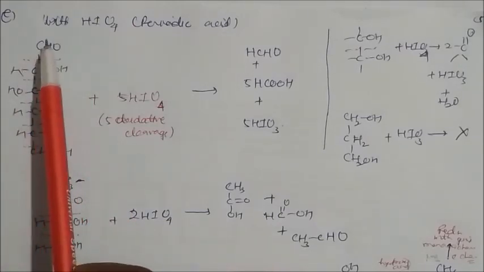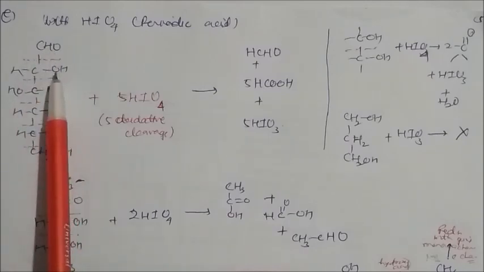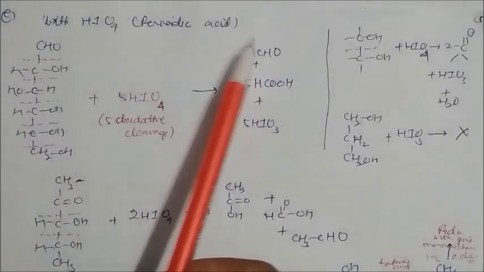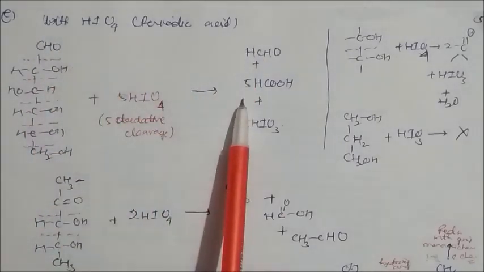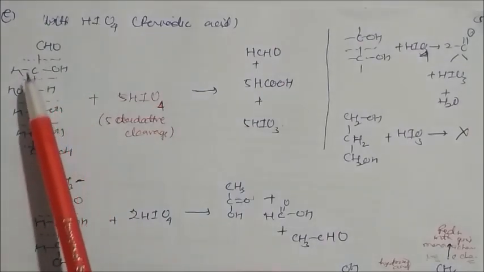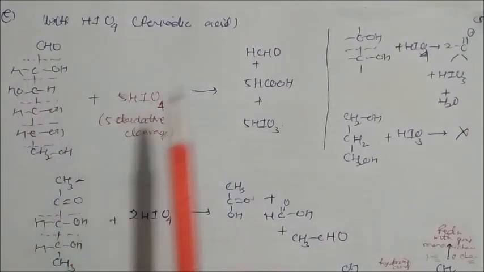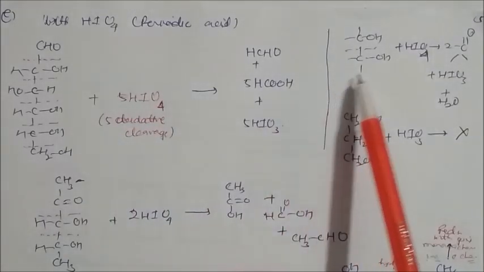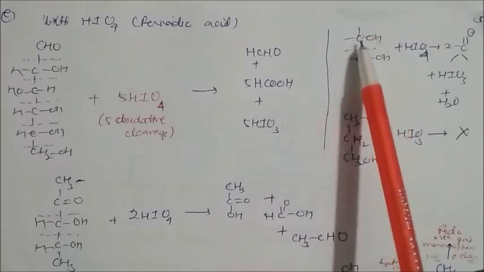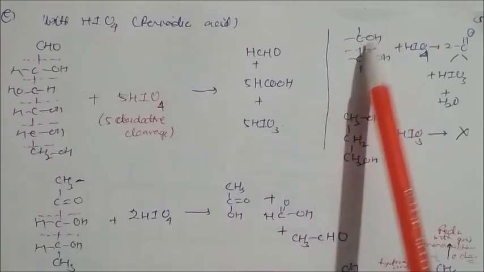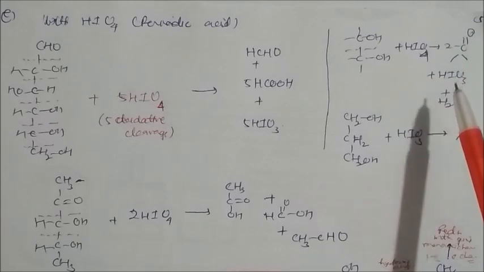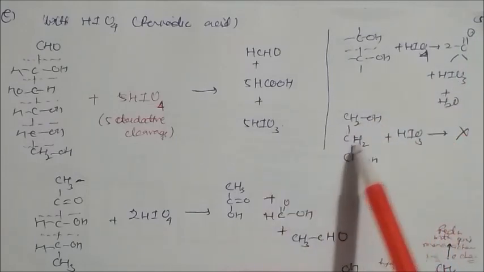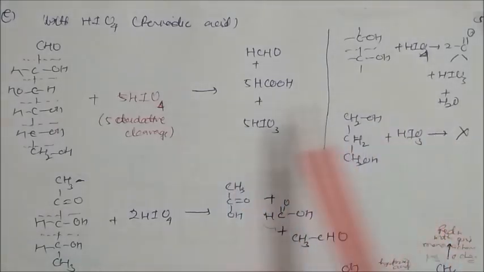So cleavage will take place between two carbons with aldehyde and oxygen present, or between two oxygens. So CHO will convert to formaldehyde, but this will convert into formic acid. On both sides OH will be added, and this will convert into HIO3. Like that the cleavage takes place, converting into a carbonyl compound, HIO3 and water. And if you take this compound, there is no continuous OH, so no reaction will take place. This is one of the important reactions.